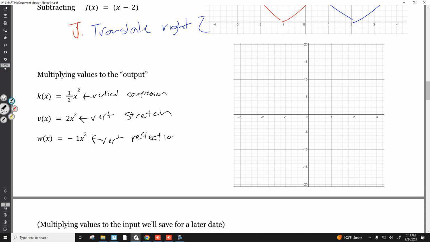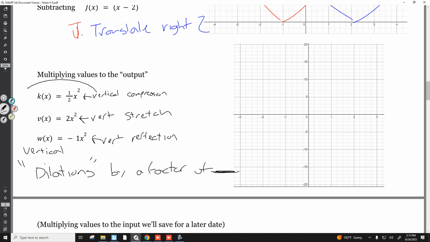Now, pause. We are going to use the terms vertical compression, vertical stretch, vertical reflection, but we're also going to use the term dilation. These are vertical dilations by a factor of whatever number. I'd call this a vertical dilation by a factor of a half. I'd say that vertically compresses things. I'd call this a vertical dilation by a factor of 2. I say that vertically stretches things.